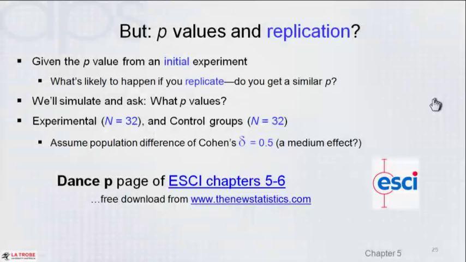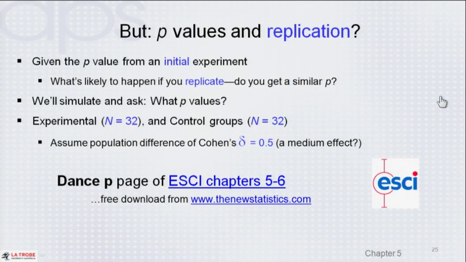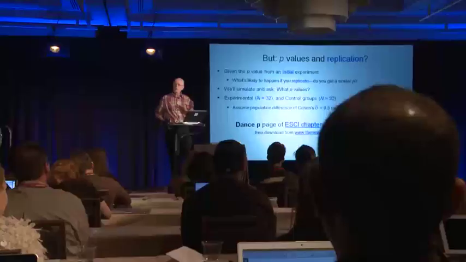Well, if p-values tell us truth, presumably, if we did the experiment again, they should tell us more or less the same truth. So suppose you do a study and you happen to get p of 0.05 and you replicate it exactly the same but with a new sample, what are you going to get as a p-value?